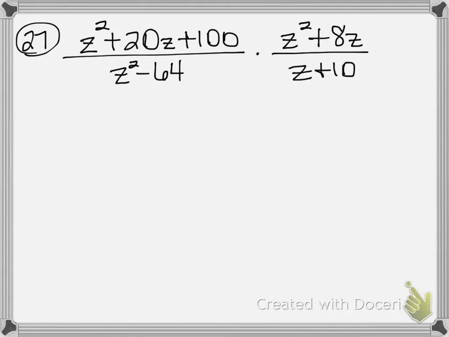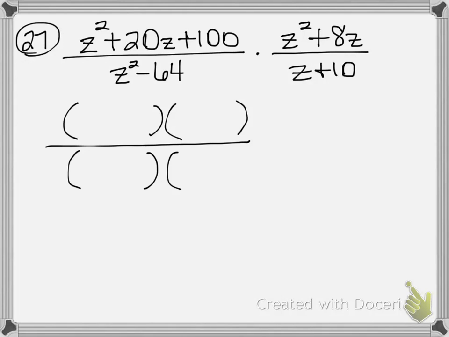In number 27, we move into rational expressions and we're multiplying. Remember, these work just like fractions, but before we can start multiplying or simplifying, we do need to factor everything that can be factored. So I'm going to rewrite it in factored form. My numerator of my first fraction will definitely break down into two sets of parentheses. My denominator is a difference of squares, so I know that's going to break down.